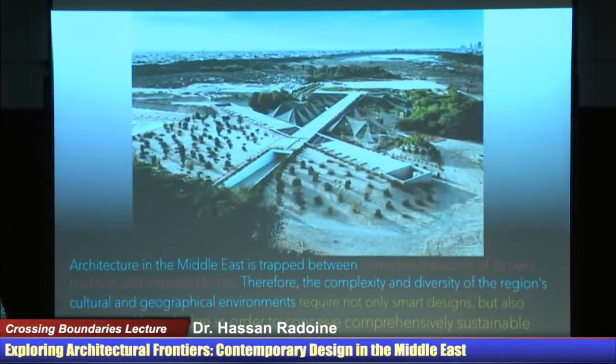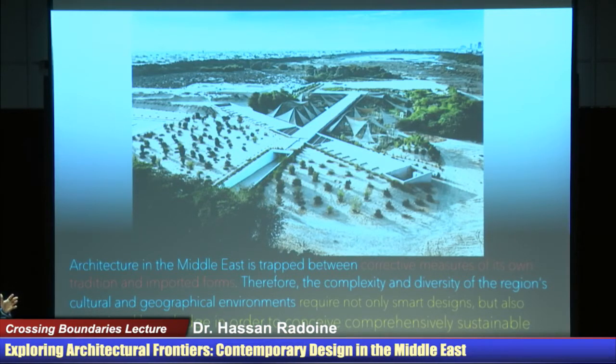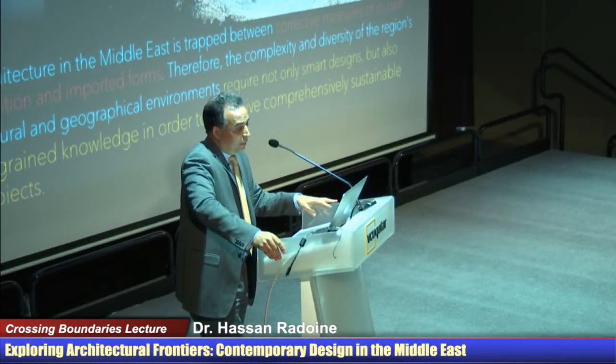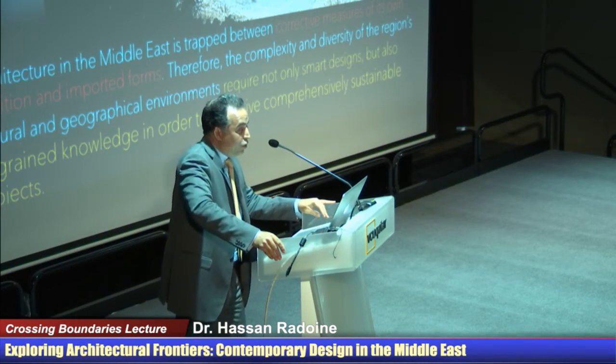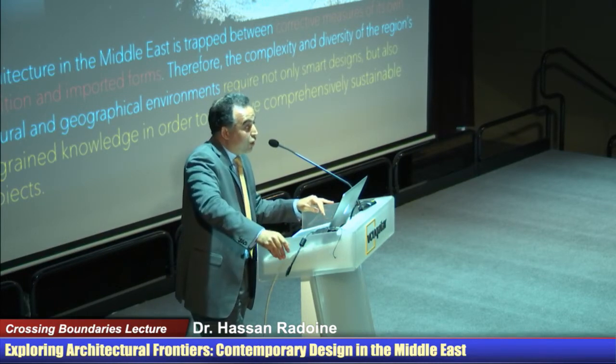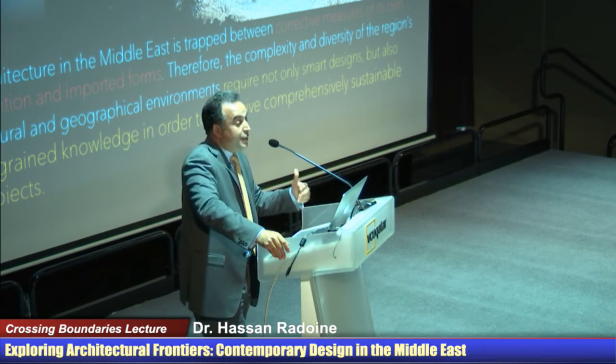So here, architecture in the Middle East is trapped between corrective measures to keep the tradition. This is why we have all this restoration, rehabilitation, conservation, and all the adaptive reuse projects all over our region, since it is a very important region with a high number of World Heritage Sites, more than 70 sites on the UNESCO list. So it's a place of memory that is worth conserving. But at the same time, we cannot be trapped in the past, and we need to foresee the future and project an architectural future. So there is a complexity in the region.